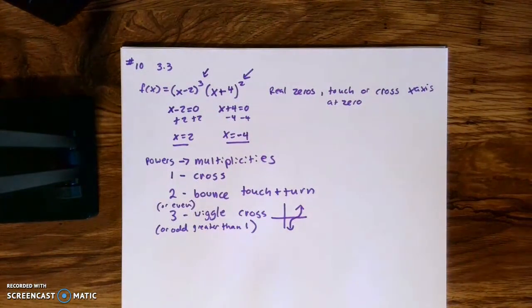Okay, so in this case we have a 3 for the multiplicity, so we're going to cross. And we have a 2 for the multiplicity, so we're going to bounce or touch and turn. So we're only going to cross at 2, and we're going to bounce or touch and turn at -4. Okay, I hope this helped.